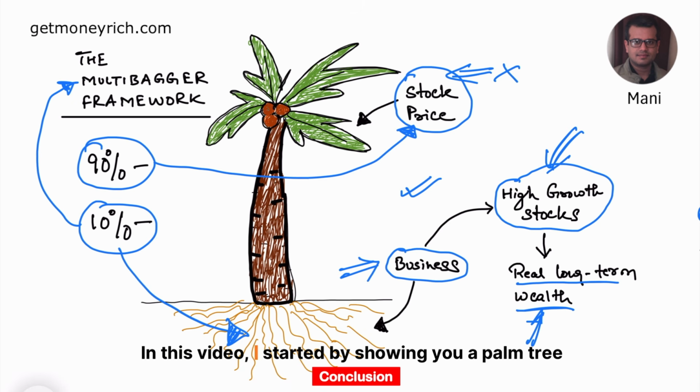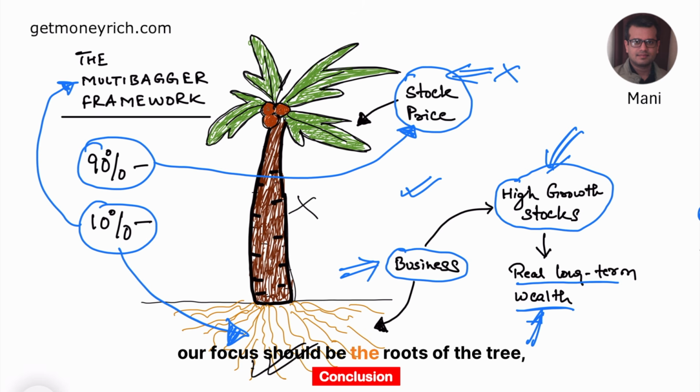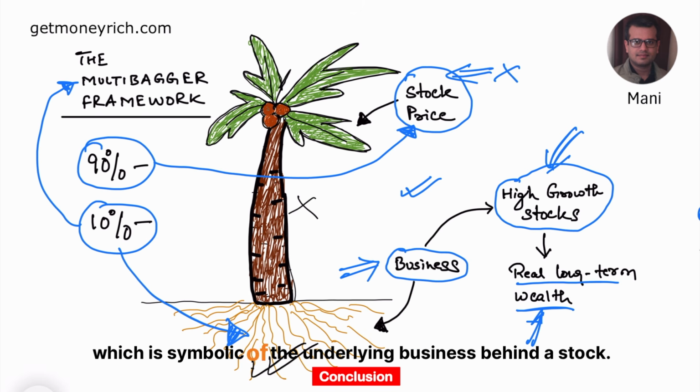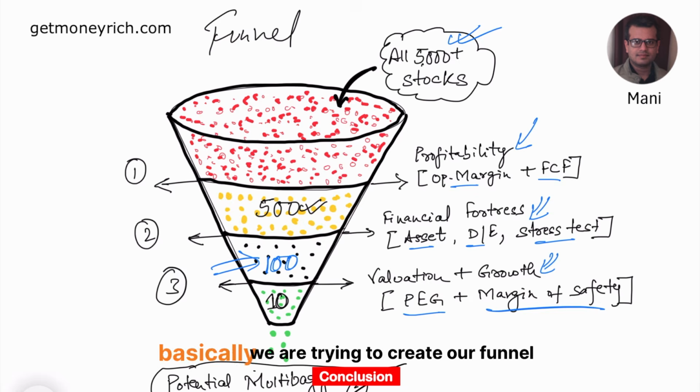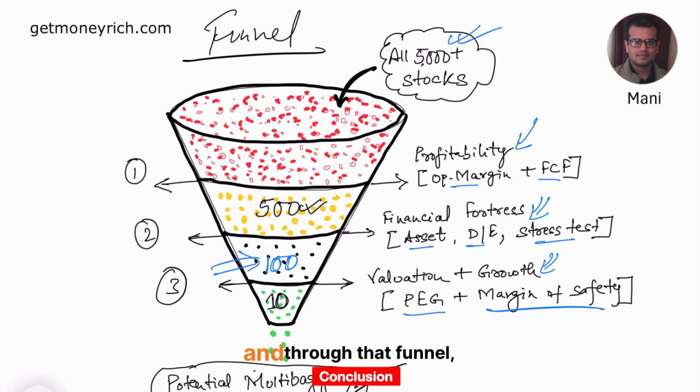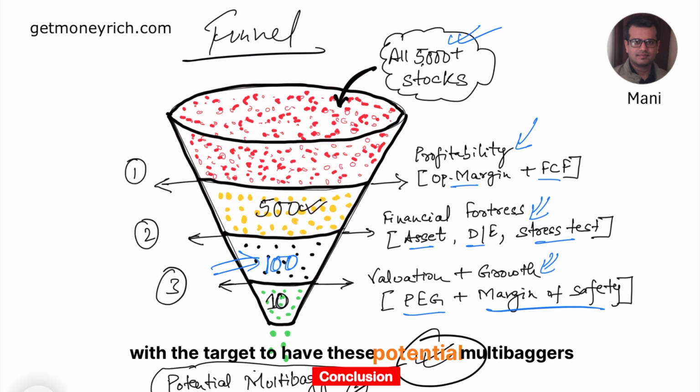In this video, I started by showing you a palm tree, and the palm tree was a representation of a stock price. And if our objective is to find a multi-bagger stock, our focus should not be the tree, our focus should be the roots of the tree, which is symbolic of the underlying business behind a stock. And when we focus on the underlying business, what we are trying to do is create our funnel, and through that funnel we are filtering all the stocks listed in the stock exchange with the target of having these potential multi-baggers at the end.